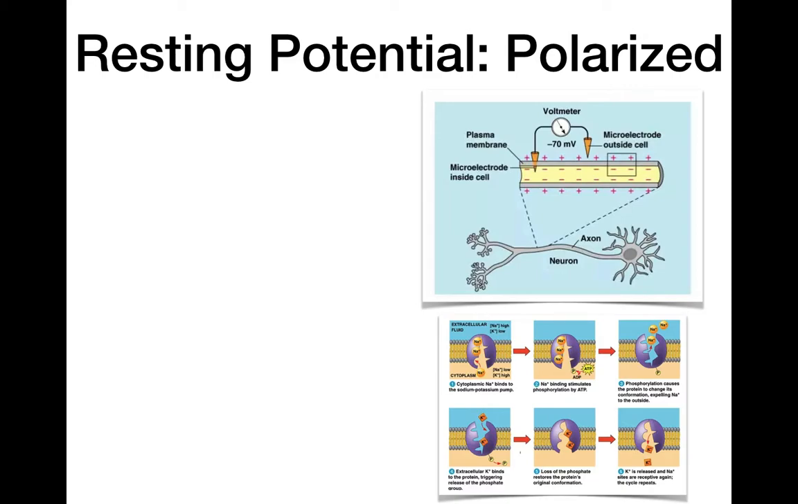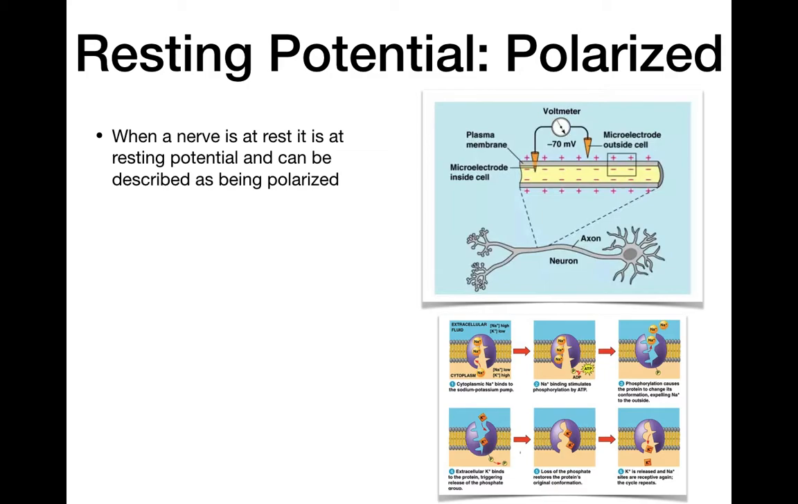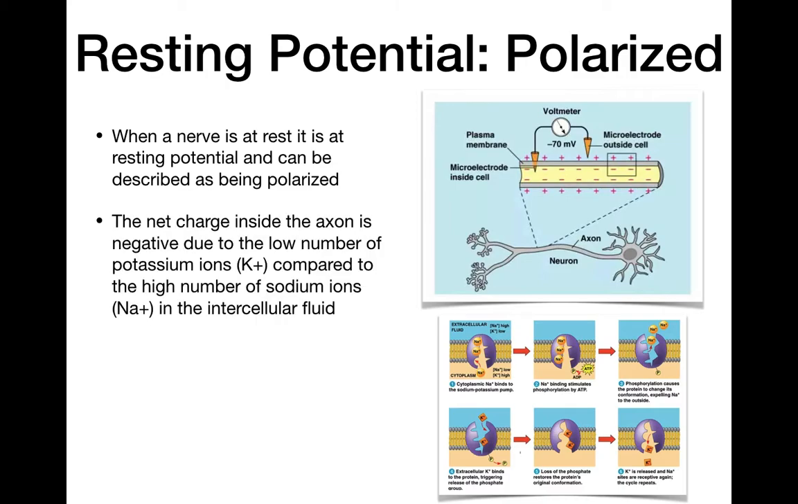Okay, let's talk about how the signal actually moves. So, when a nerve is at rest, we say it is polarized, and it's at resting potential, which is negative 70 millivolts. Okay? So the net charge, these charges we're talking about, is because we have the sodium and potassium ions, as well as these big proteins that are inside.